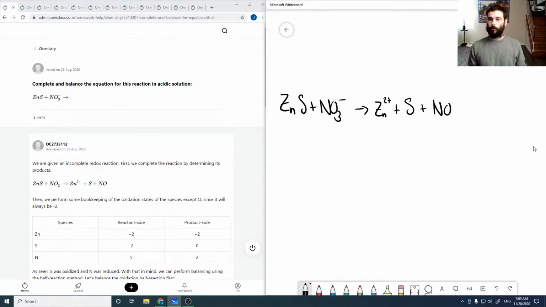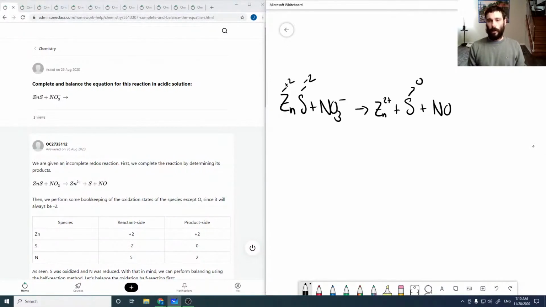Yep, okay. And now it's less obvious what's happening here, but zinc is going to be a plus 2 charge in this compound. So zinc is one of the alkali earth metals, so it's basically always plus 2. So sulfur is minus 2. Here on this side, zinc is still plus 2, so essentially nothing's happening to the zinc, but the sulfur is going to 0. So our sulfur is being oxidized as its charge is going from minus 2 to 0.